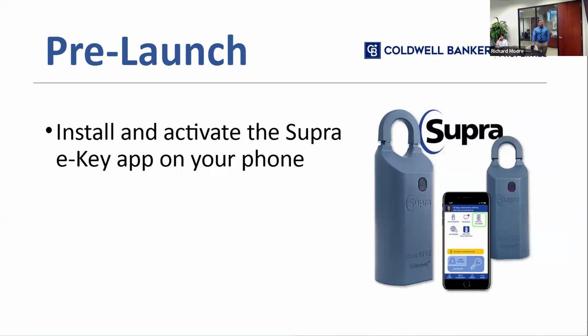So install and activate the Super E-Key app on your phone. You guys, I don't know if you have it, but the Super E-Key app is to unlock the lock boxes. And for those that don't know, this is a Super lockbox. What you're gonna do is on your phone, click obtain key. It's gonna ask you for your code, but your Bluetooth has to be on your phone. And then it communicates to the lockbox and it beeps slowly.